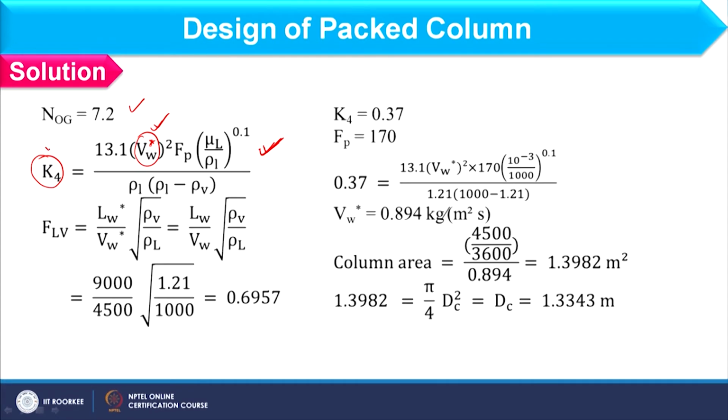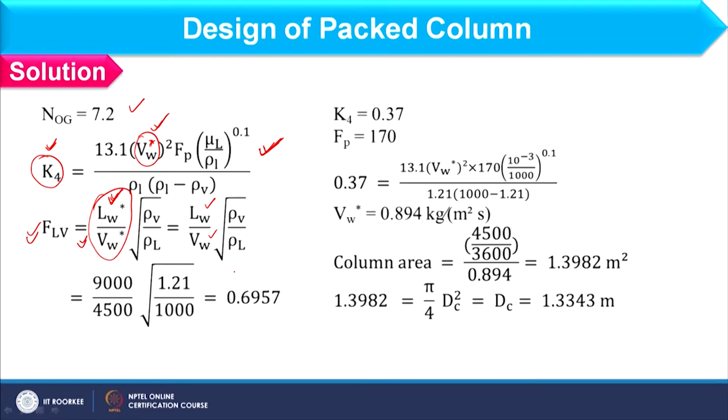The K4 value is basically dependent on the FLV value, and this is the expression of FLV. Here you consider LW star as well as VW star, and both are per unit area values, right. So, the area will cancel out, and then we can simply represent this as LW by VW, that is the mass flow rate, fine.